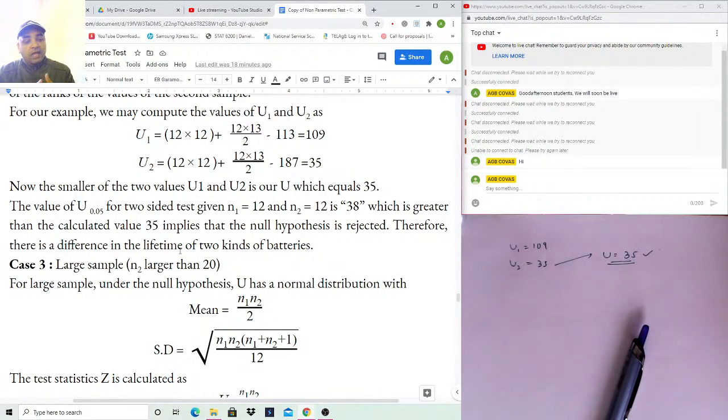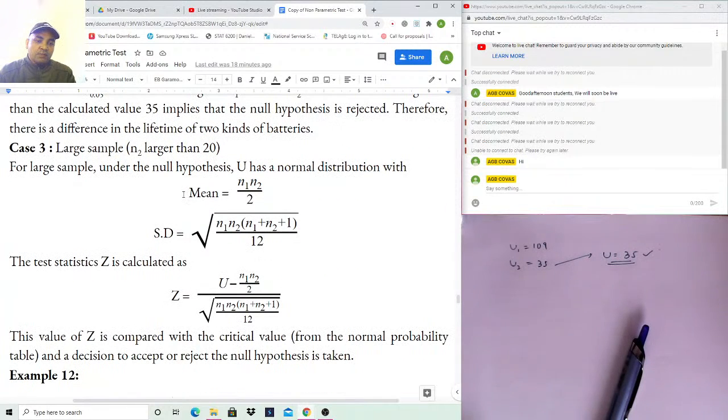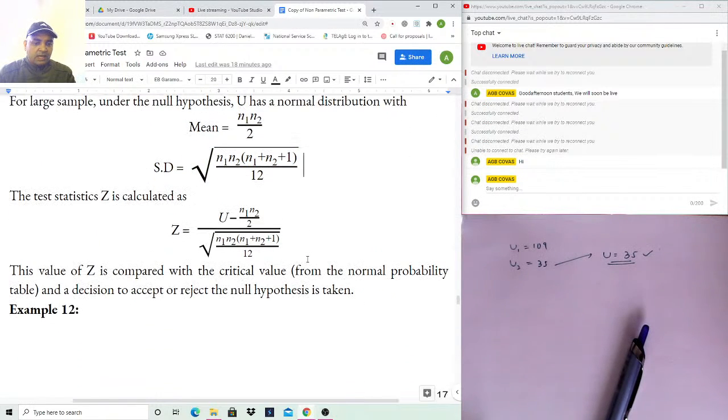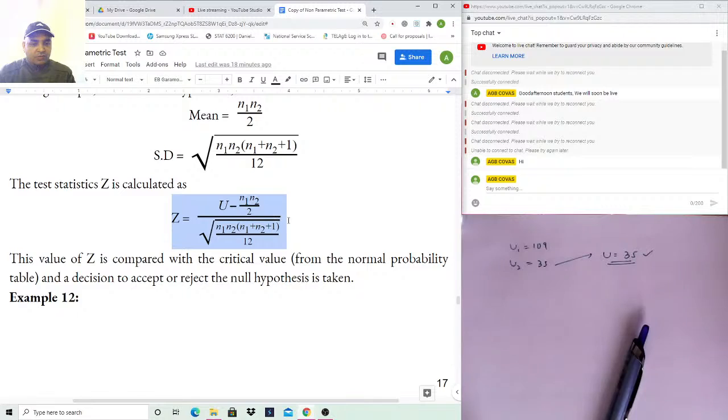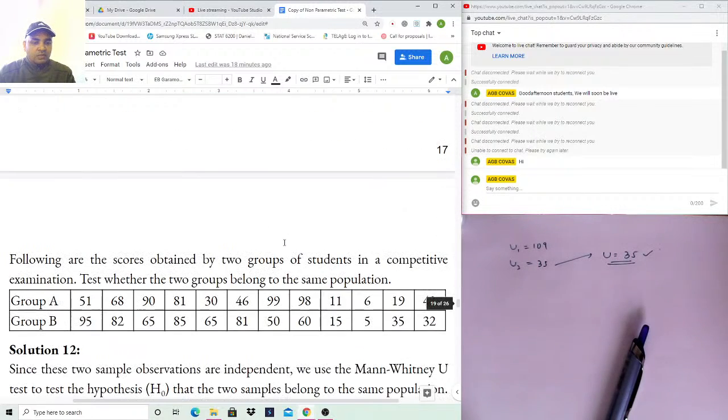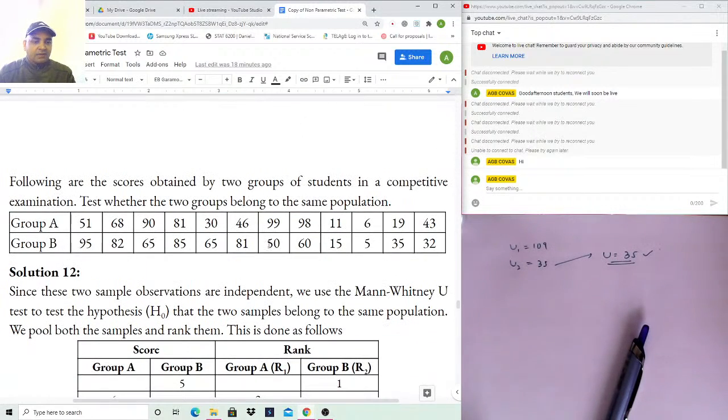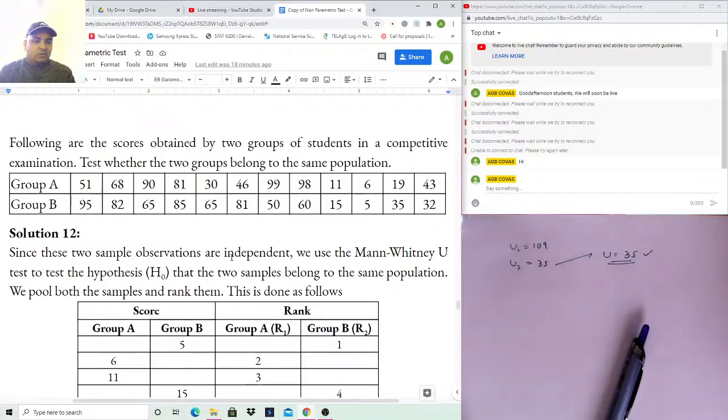Now if you have a sample size larger than 20, that was for 9 to 20, which is your case 3, then your mean will be equal to n1 n2 by 2, and your standard deviation will be given by this formula, and you have to calculate the z value using this formula. So this has been given here. Say for example, it has been shown that these are the two populations.